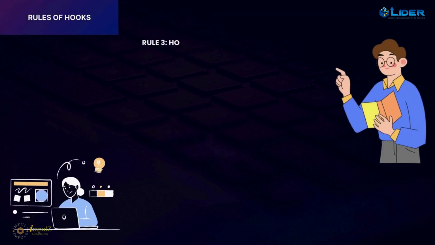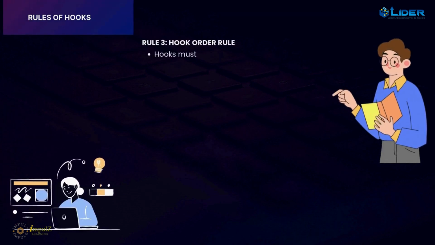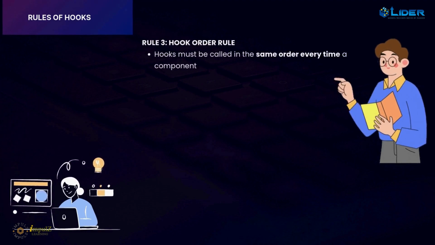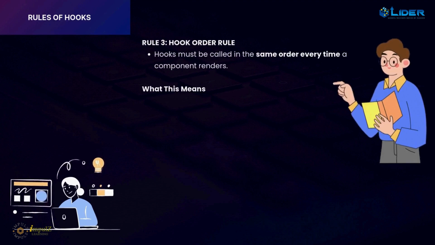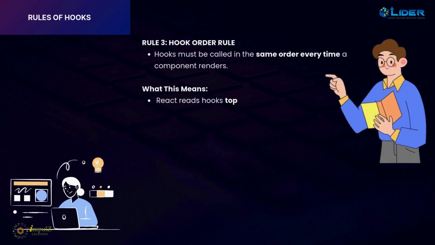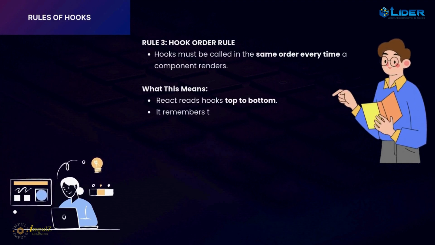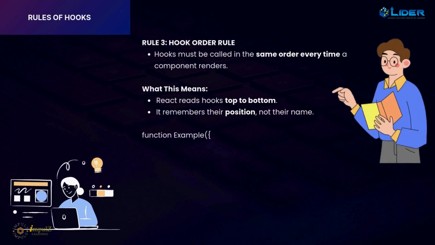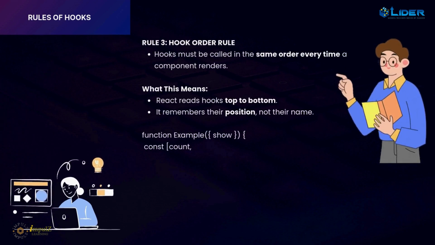Rule number 3. The hook order rule. Hooks must be called in the same order every time a component renders. What this means is, React reads hooks from top to bottom. It remembers their position, not the hook name. In this example, useState for count is always called first. But the name state is called only when show is true.